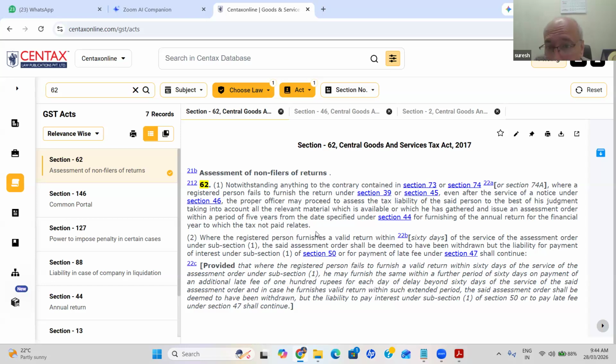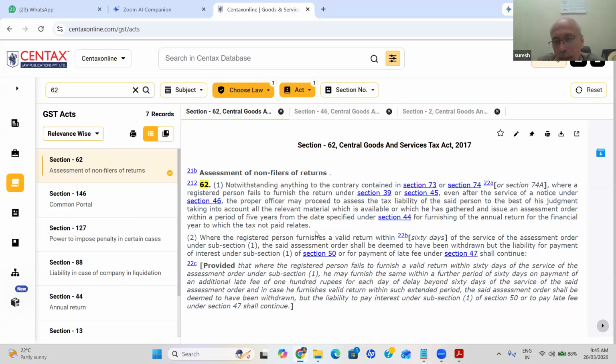And sir, I think the principle of natural justice is not being followed here, and the assessing officer is not required to follow the principle of natural justice, because subsection 2 says that this order will be deemed to be withdrawn automatically. So in my opinion, sir, if a person has filed a return after 120 days, even then relief should be given to him. The only condition will remain the late fee of 100 rupees per day. That is the only condition.